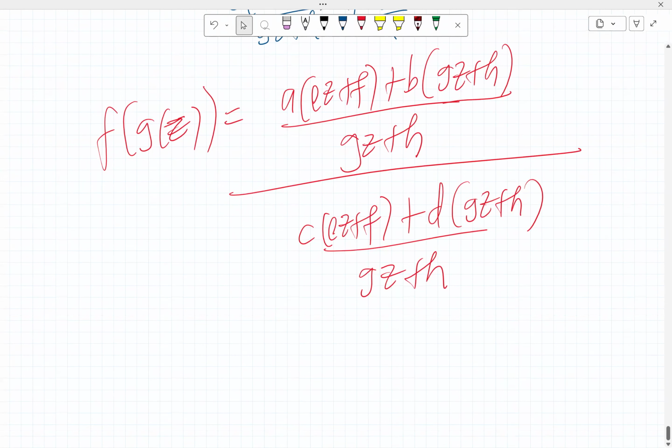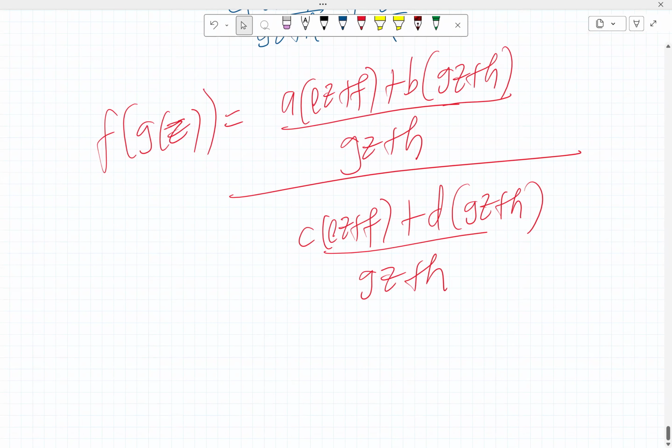With this in place, it's easy to just cross out the denominators. This and this are the same, so we can cross them out.